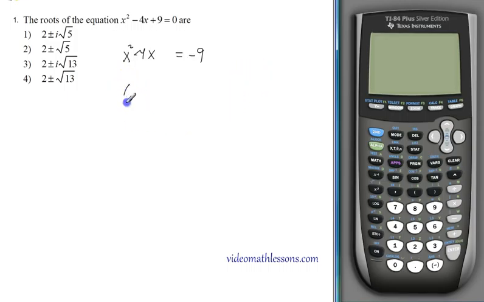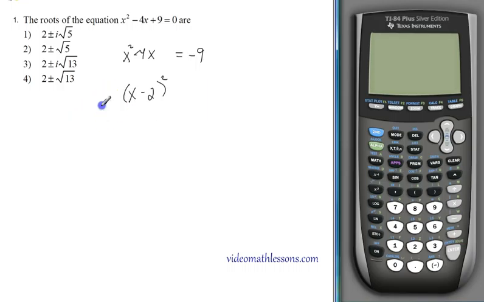Now what I'm going to do is, this is how I do it, and it depends on who your teacher is. There are different methods. I take half the middle number, so half the negative 4. So it's x, half the middle is minus 2. And this is what I'm going to square.